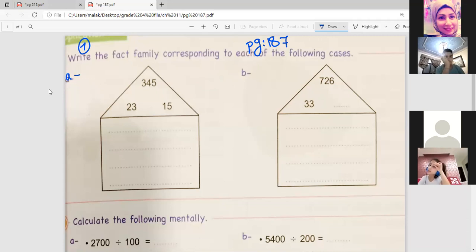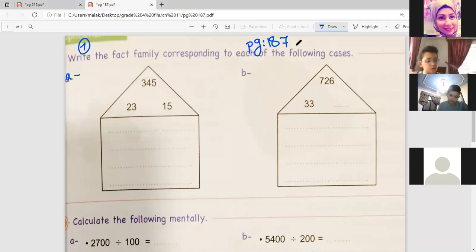Right. Let's start with question one, page 187. Write the fact family corresponding to each of the following cases. Now, Jawad Shibli. Yes. First, we will multiply 23 times 15. So the first two steps multiply, the last two divide. Okay.